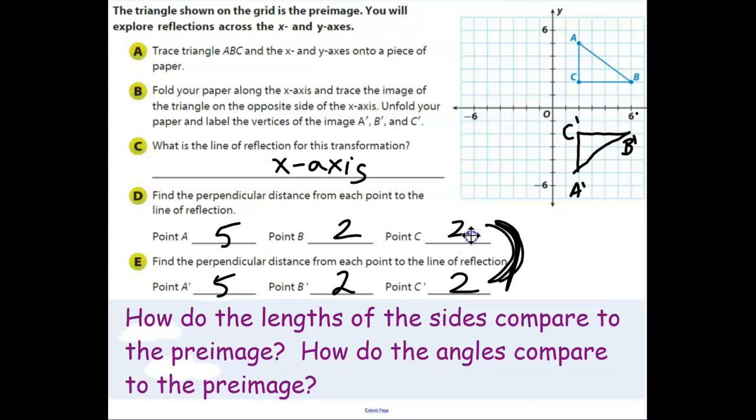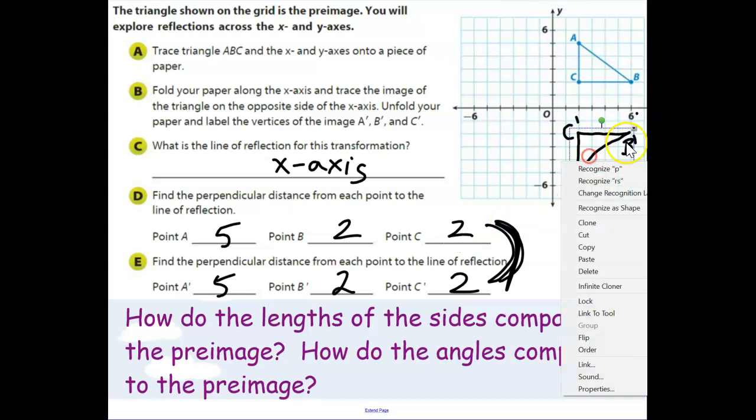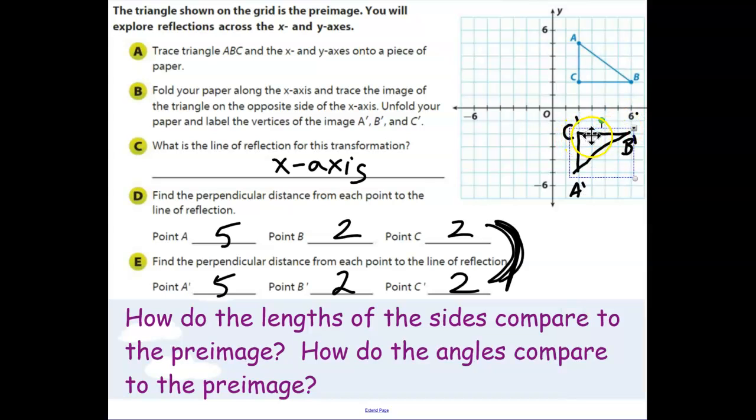How do the lengths of the sides compare? I can count them, that's probably easier. This line CB prime is 4 and CB is 4. Line AC is 3 and AC prime is 3. And it's a 3, 4 triangle, and if you remember from the Pythagorean theorem, that means the hypotenuse has to be 5. Since this is 3, 4, that has to be 5. So all the sides are the same length.